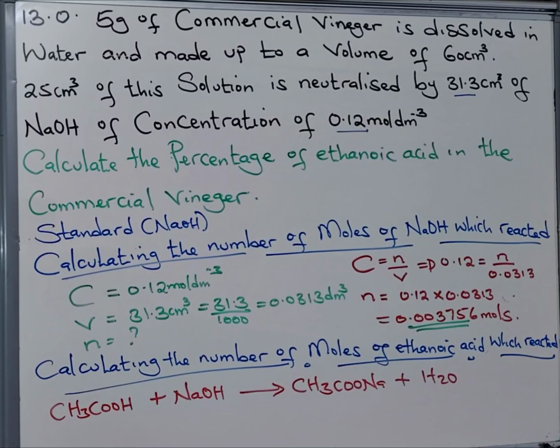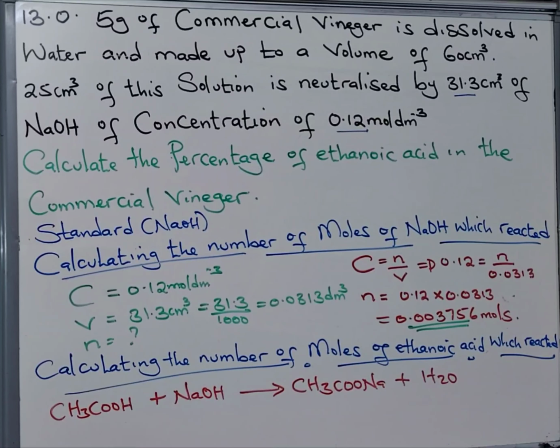What does that mean? It means that our mole ratio is 1 to 1. So we bring our moles. This number of moles are for sodium hydroxide. We put them here. They are 0.0035756. But because it's 1 to 1, it's the same number here. So it's going to be 0.0035756. And guess what? Now we know the number of moles of ethanoic acid which reacted. So what is the next step?